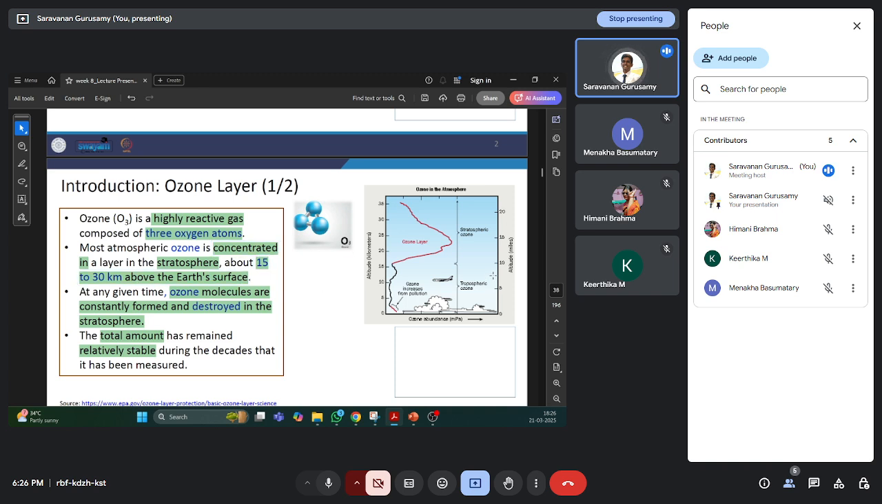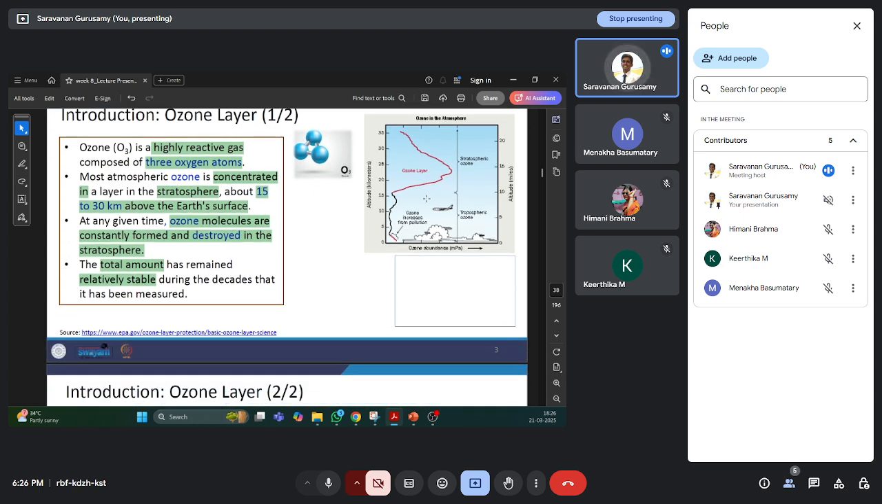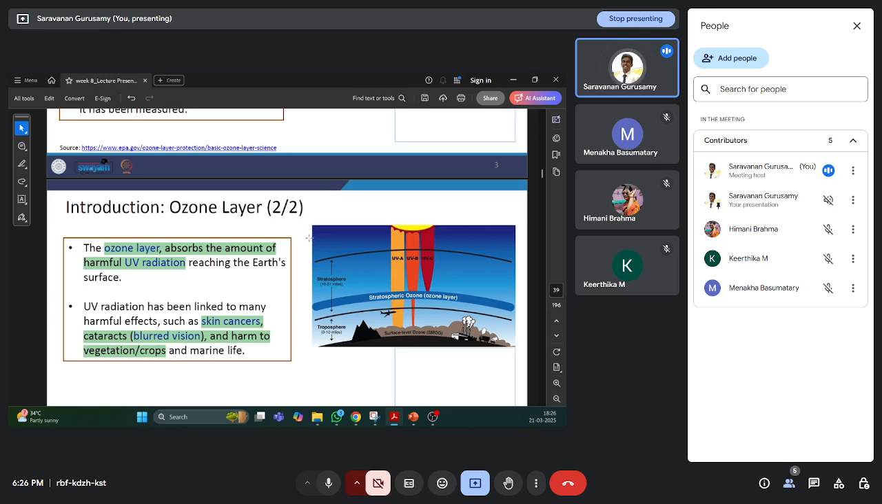You can see that it has a thickness of 15 to 30 kilometers above the earth's surface. Ozone molecules are constantly formed and destroyed. It's not always formed, it is also destroyed. So forming and destroying is the equilibrium, and it maintains the same thickness of the ozone layer. The total amount has remained stable during the decades, but now it has started reducing. Why? That's due to anthropogenic human activities.